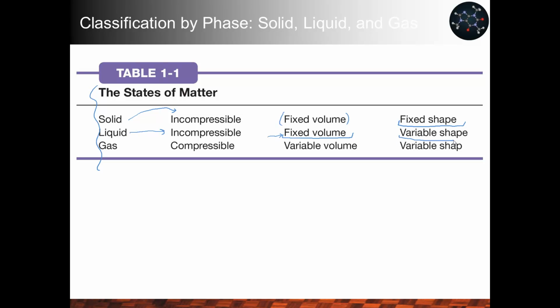But there's a variable shape, meaning that if you put it into a square cup, the liquid's going to be square. If you put it into a round cup, the liquid's going to be round. That's all they're talking about.